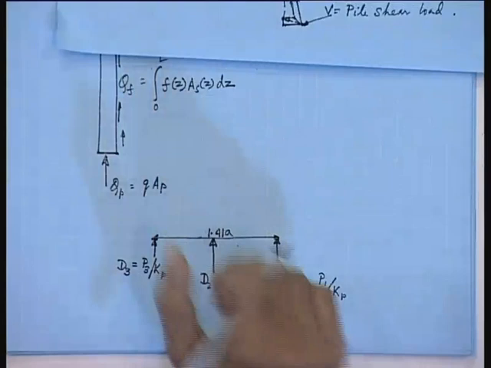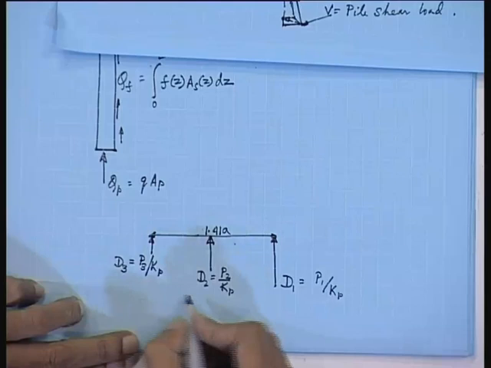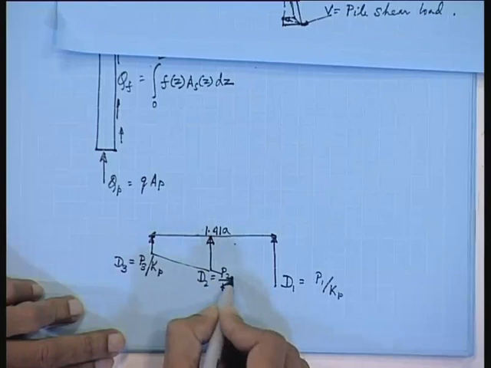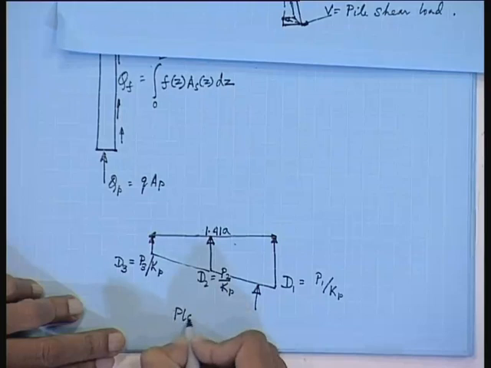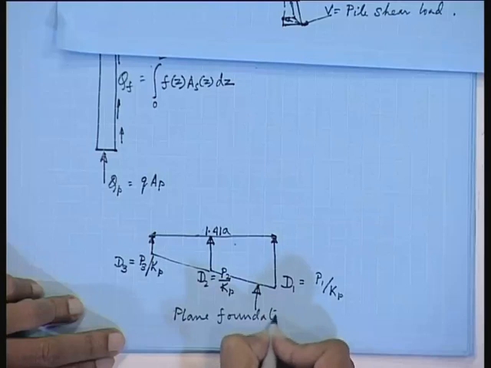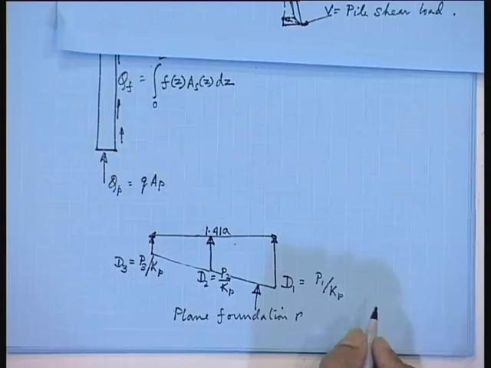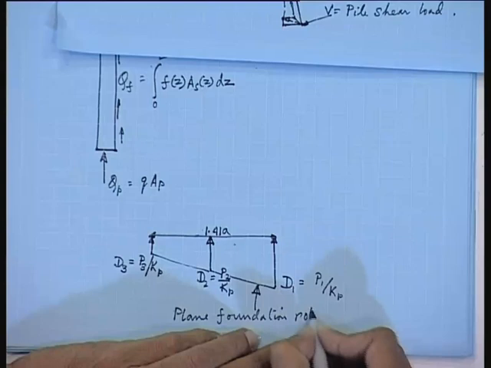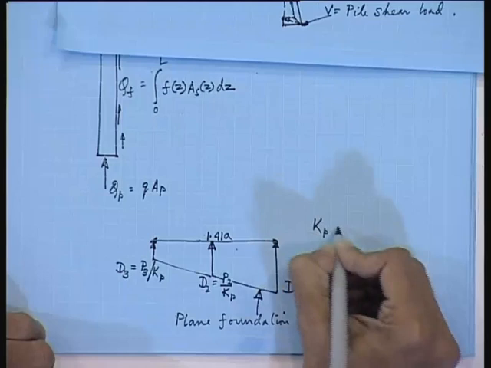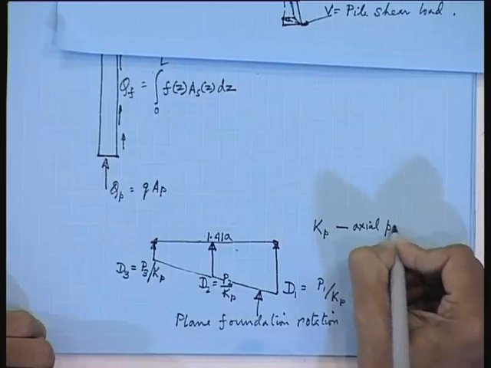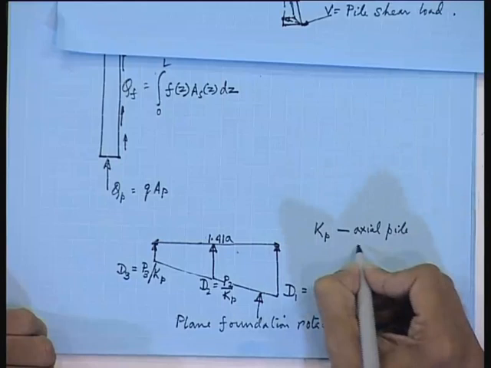Because you are having the base rotation or footprint rotation, if you join all these vectors, you get this line. This is called plane foundation rotation. Here you have to be very careful, because the ultimate load is being transferred to the pile foundation. So the pile foundation rotation has to be very thorough. And Kp, you write this Kp as axial pile stiffness. Now we have not examined the bending stiffness. So this is your axial pile stiffness.